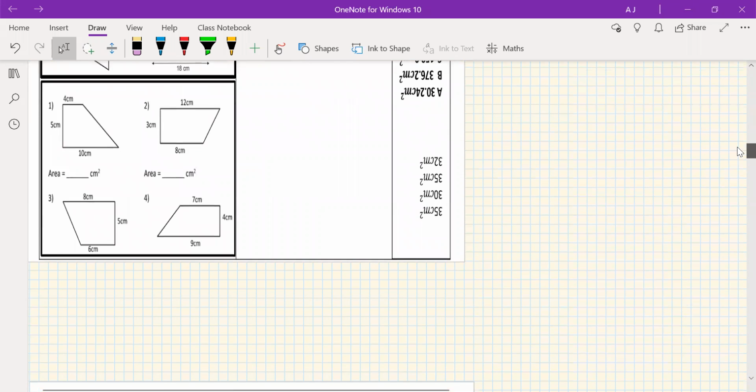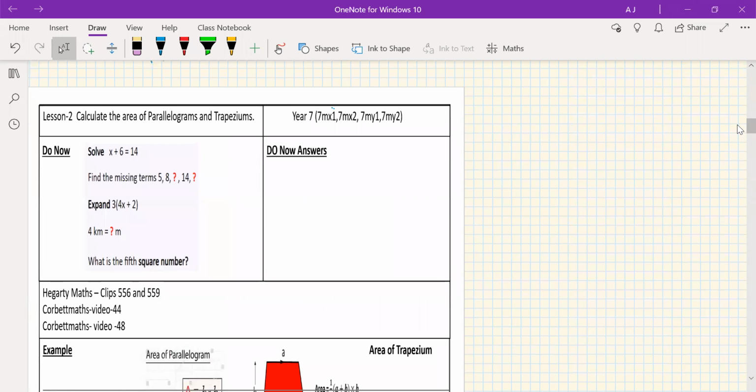Just wanted to remind you, once you finish this booklet, please go to Hegarty Maths video clips 556 and 559. Those 2 video clips are related to this topic. Please complete them also. And if you've got a few more minutes, please go through Corbettmaths video clips 44 and 48. Please do those tasks as an extension task also.